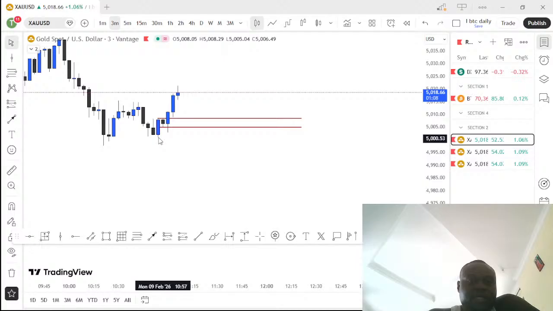Now after seeing a breakout, let's measure our 20 pips horizontal line. We mark that, and then we measure down again our 20 pips. That's our 20 pips.